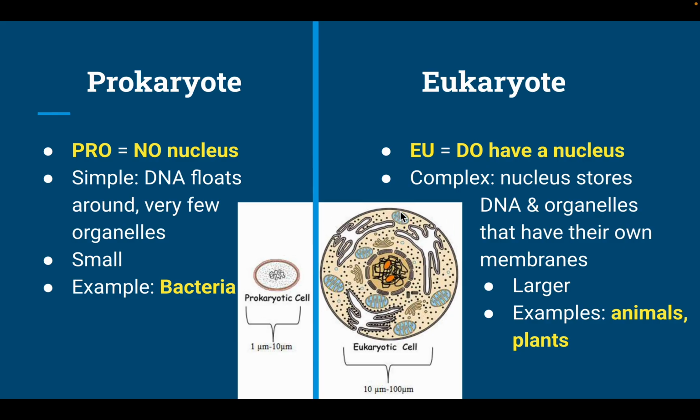Now we compare it to this cell. It is a eukaryote. Eu rhymes with do. They have a nucleus. These are cells like the ones in your body. They are complex. They have DNA inside a circle called a nucleus that the prokaryotes don't have. They also have lots of stuff inside the cell called organelles. These are the cells inside your body, inside animals, and also inside plants.